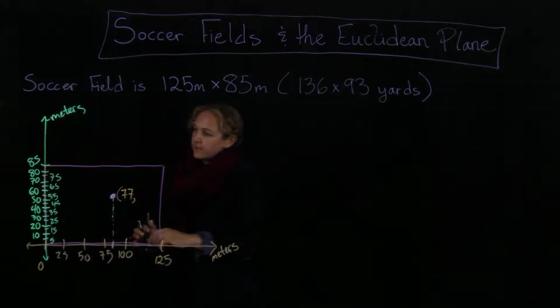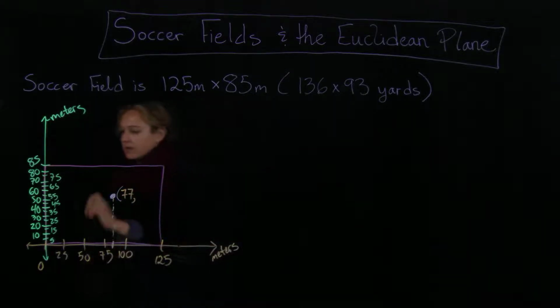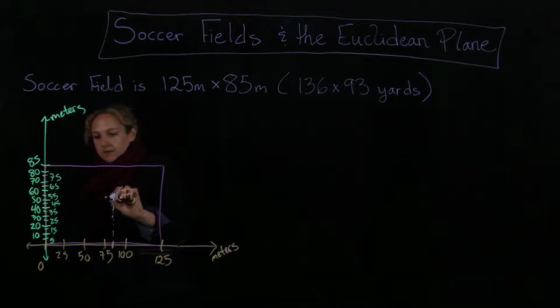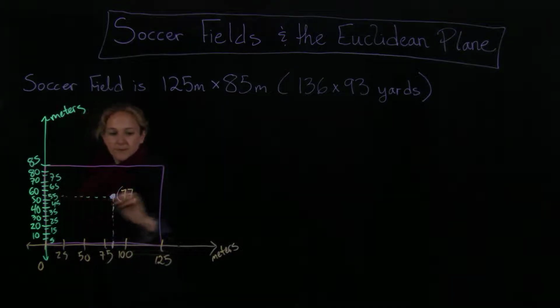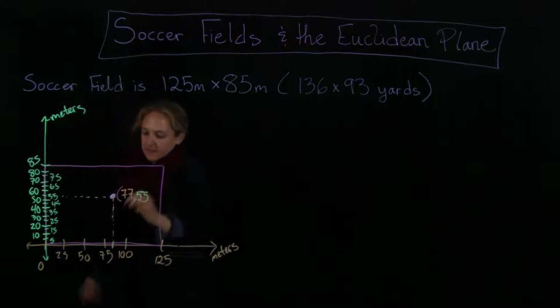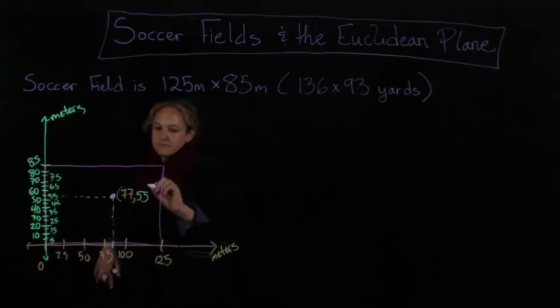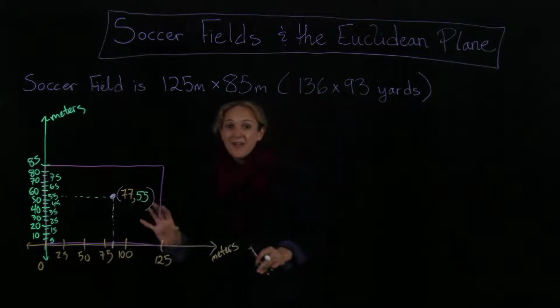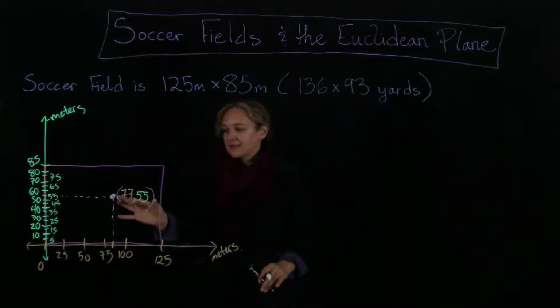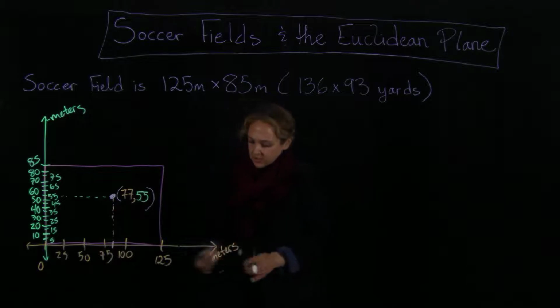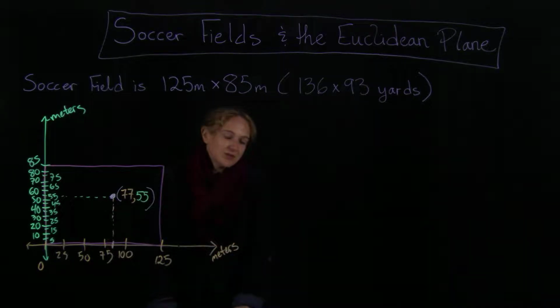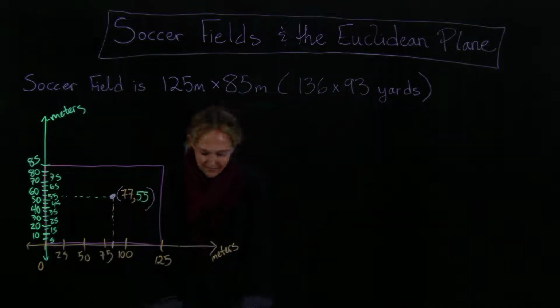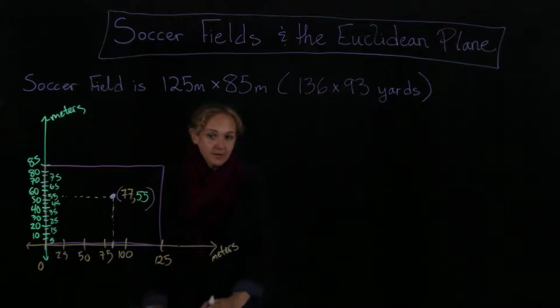And then for my other coordinate, I want to go in this direction. This one's about 55. So I found a way to encode, using this kind of coordinate notation, the locations of all the players on the field. This is done for a lot of different kinds of modeling.